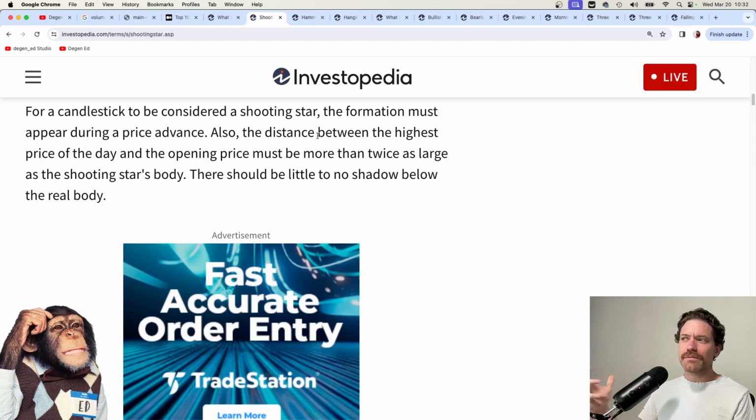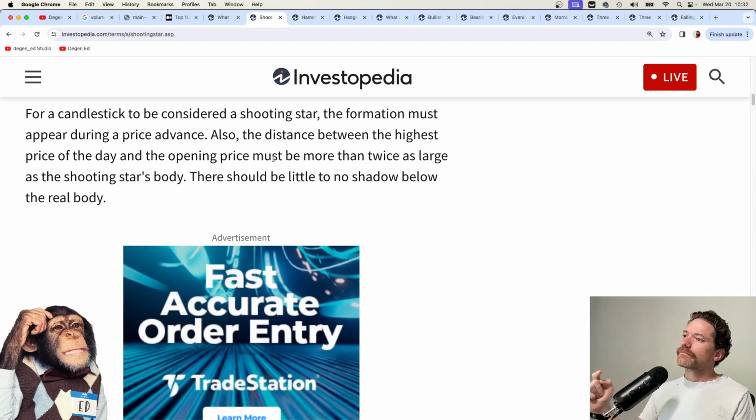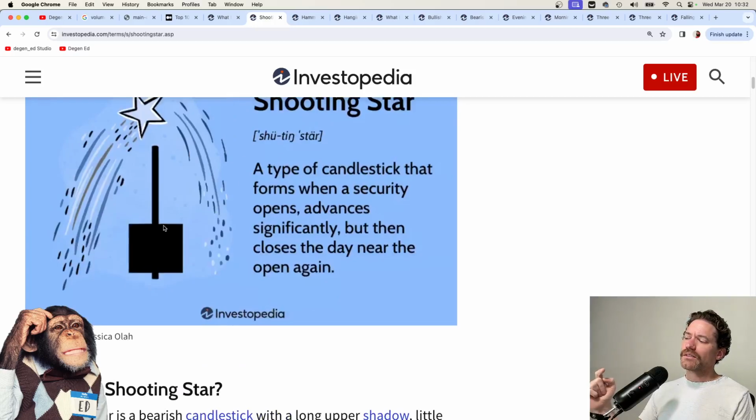So I think it really just means that this is worded in a very tricky way. But so the highest point and the opening must be more than twice as large as the shooting star's body. And so looking at this, really, if the open is down here, that checks out. If the open's here, not necessarily.